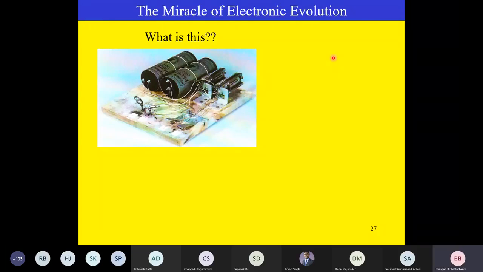So once again, just walking through the history, look at this interesting picture here. What is it? Capacitor? Well, these are batteries. You see, there are two poles, so two batteries are connected in series. Essentially, this is a power supply.